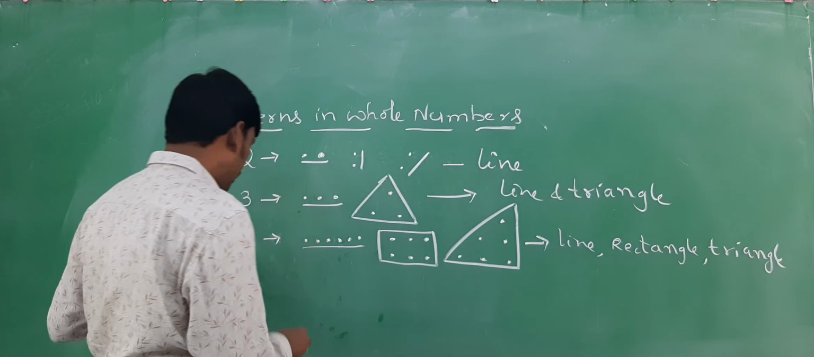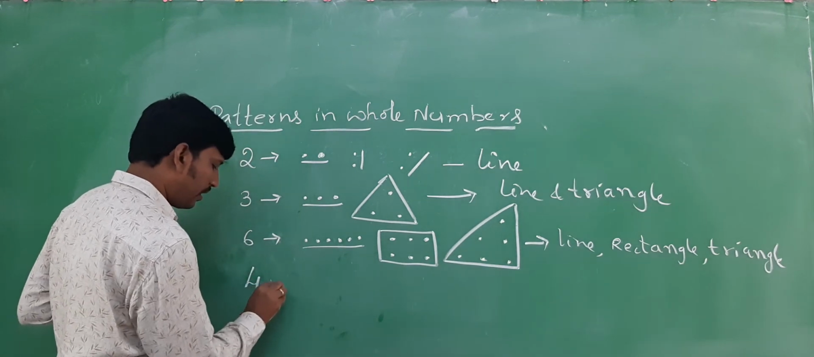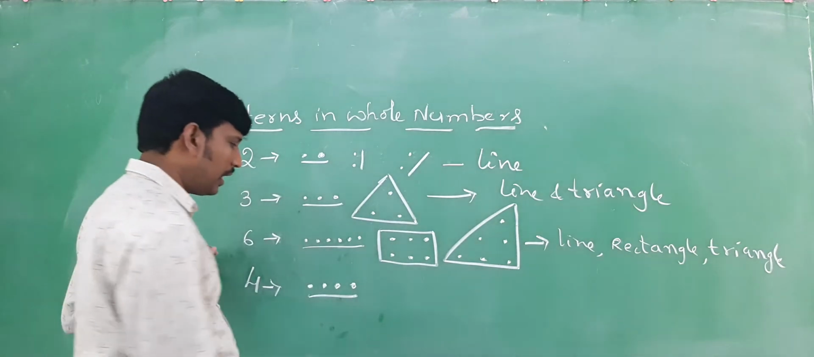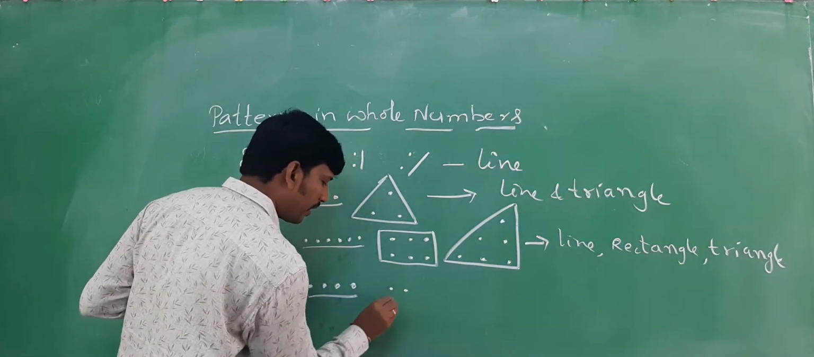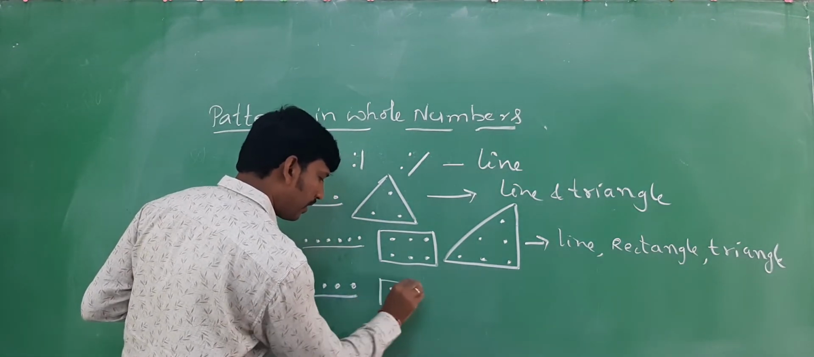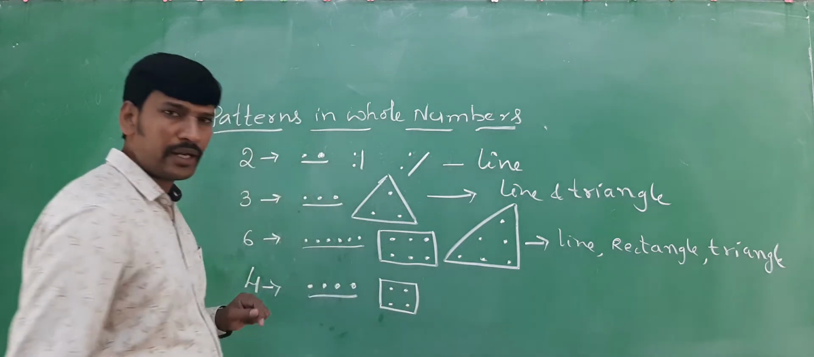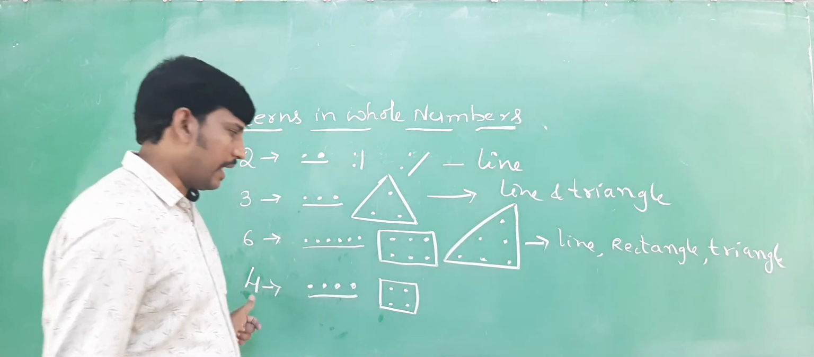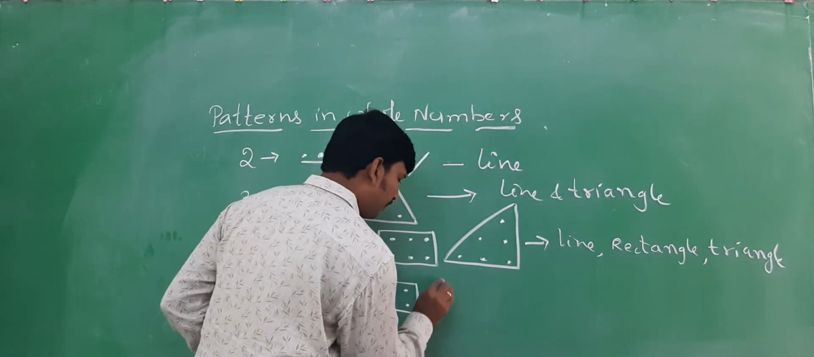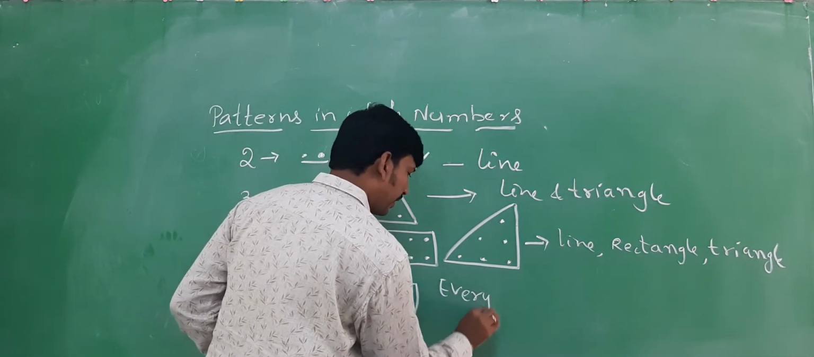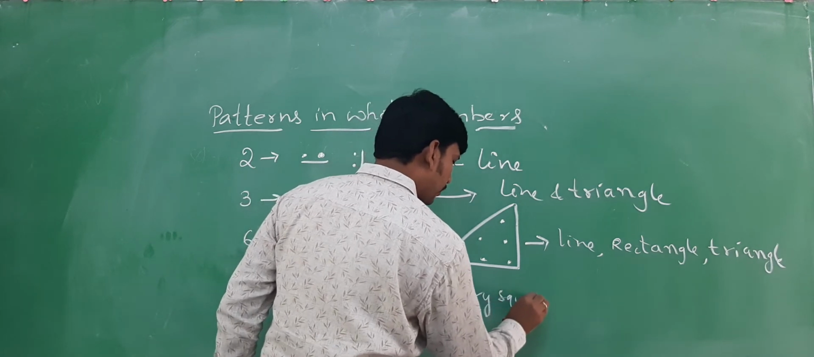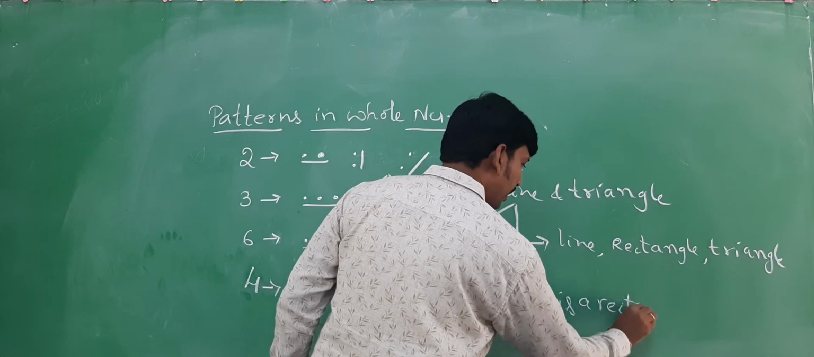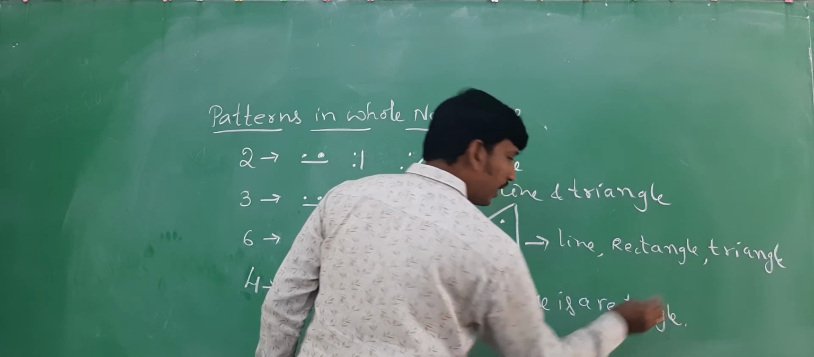Now suppose I use 4. By using 4 we can form a line. Even you can form a square. This is a square. You cannot form a triangle by using 4 dots. And children, keep it in mind, every square is a rectangle.